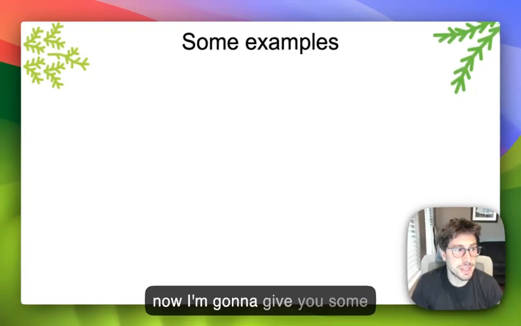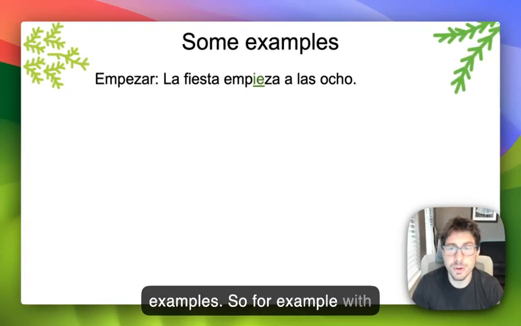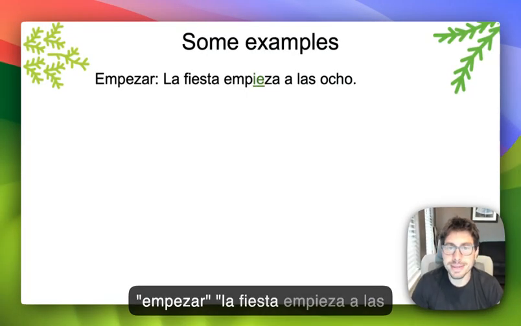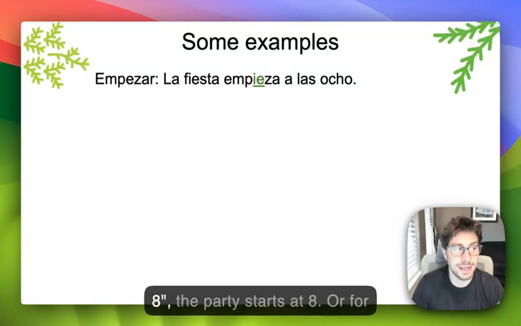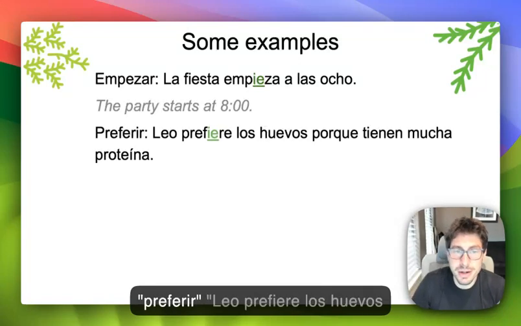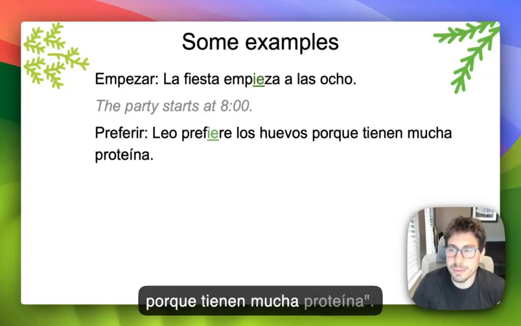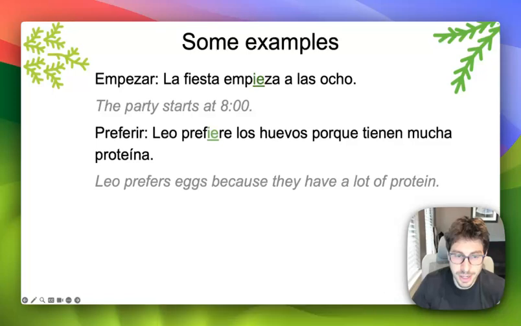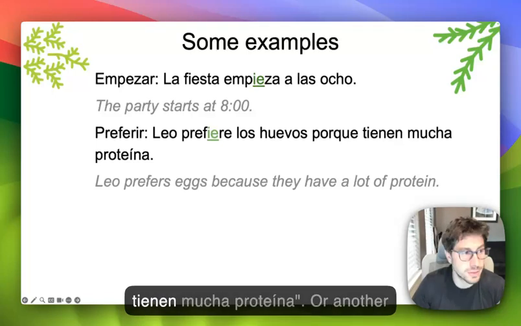And now I'm going to give you some examples. For example, with empezar, la fiesta empieza a las 8. The party starts at 8. Or for preferir, Leo prefiere los huevos porque tienen mucha proteína. Leo prefers eggs because they have a lot of protein.